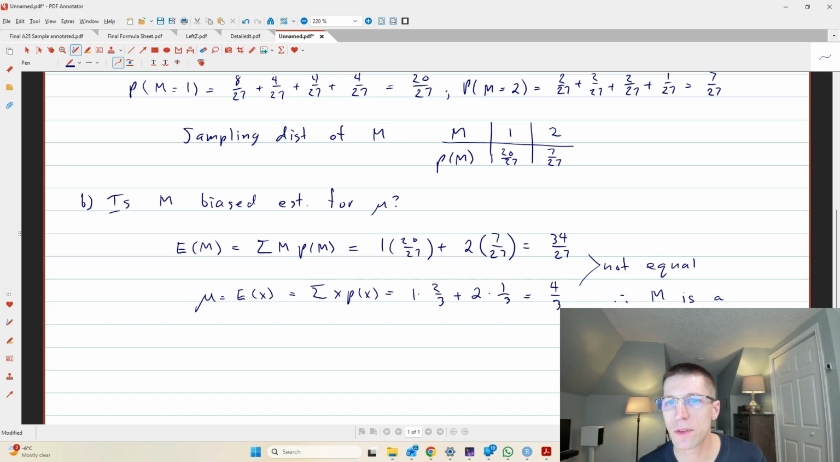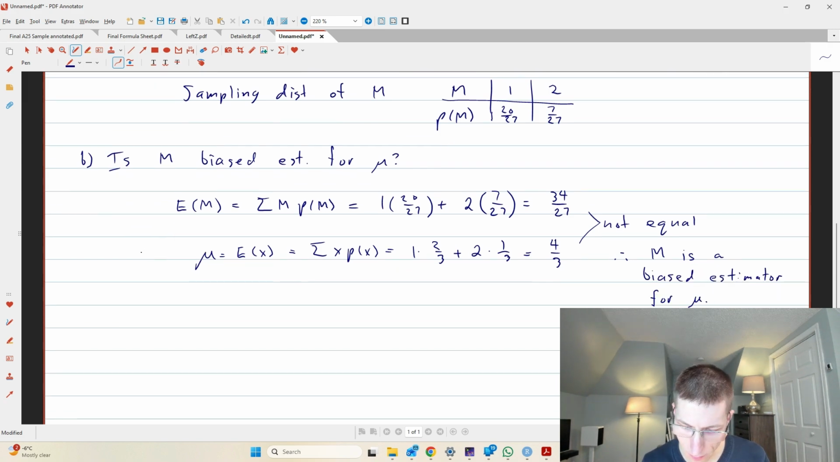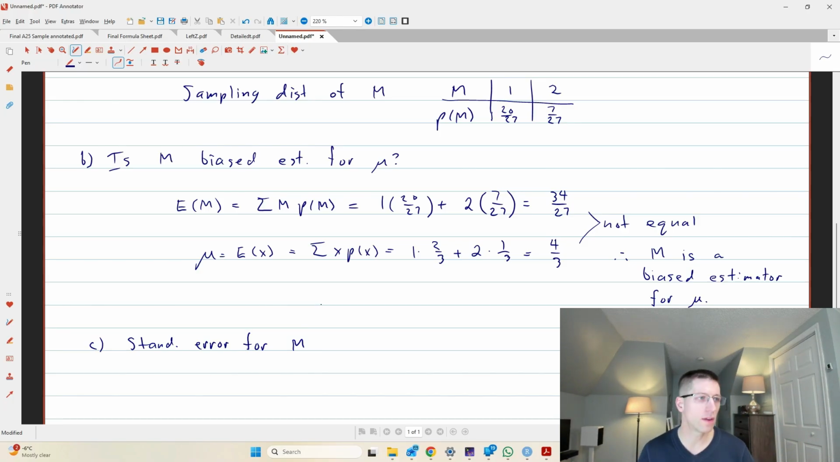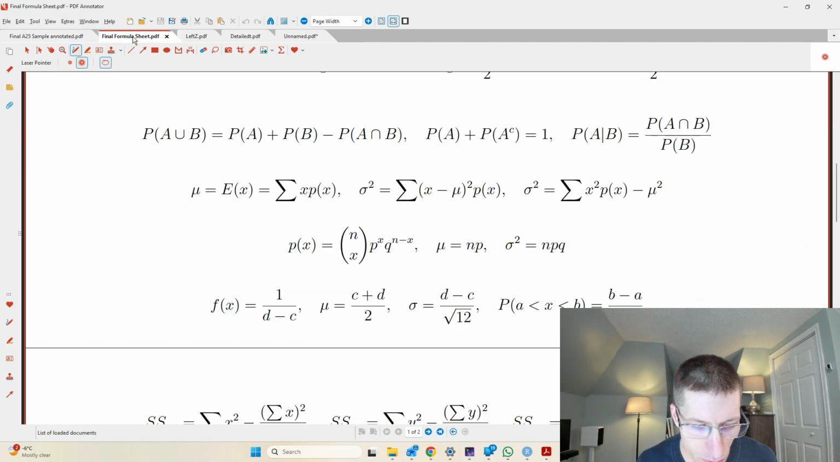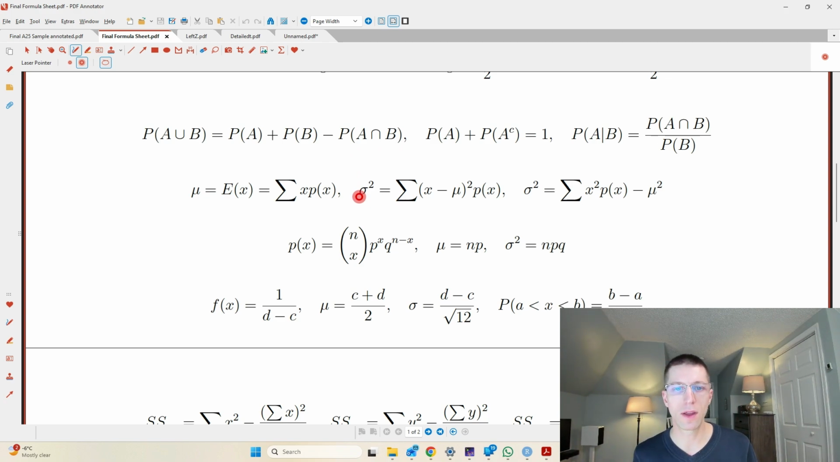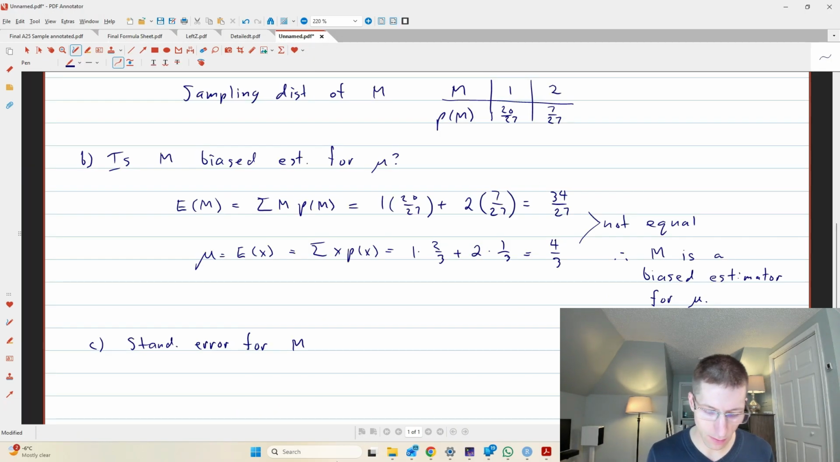And lastly, part C is calculating the standard error of M. So that's the standard deviation of this variable. And so again, from the formula sheet, for a discrete random variable we have a formula for the variance. So we have 2 formulas, so you could use either of these. And then you just take the square root to get the standard deviation. So the standard error is the standard deviation.